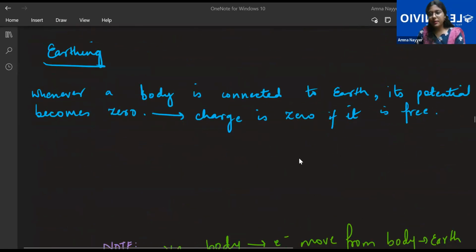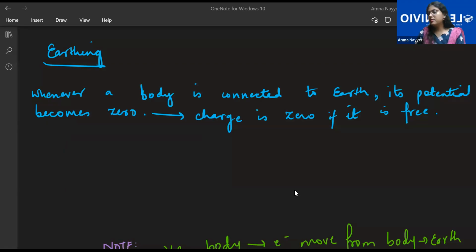Now there are questions based on charging by induction that come, but before that, there's a very small topic, earthing, that you should know. You must have already heard about it in your lower classes, especially in class 8. Now, when you connect the body directly to the surface of the Earth, that is what is meant by earthing.